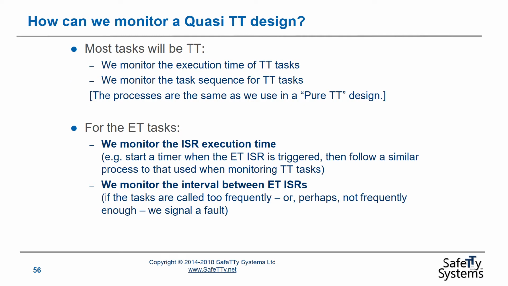If you're going to monitor your quasi-TT design, which you'll need to do if it's going to be a safety-related system, you can continue to monitor the TT tasks in the manner that we've discussed previously. We can monitor the execution time of the tasks, and we can monitor the task sequence of the TT tasks. This process will be the same as we use in a pure TT design. For the event-triggered tasks, we would additionally monitor the ISR execution time, and we would probably monitor the interval between event-triggered ISRs. Both of these would allow us to have increased confidence in the correct operation of our quasi-TT design.